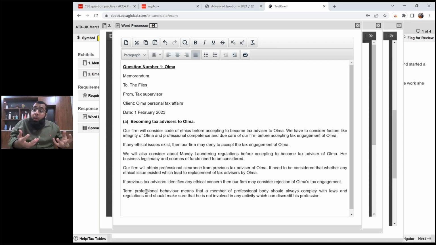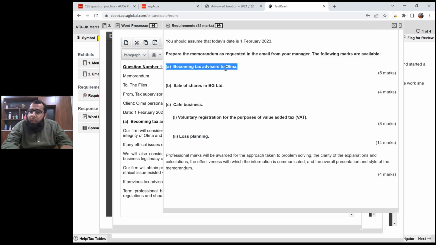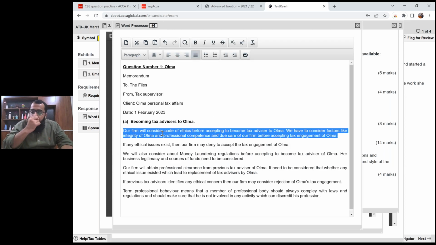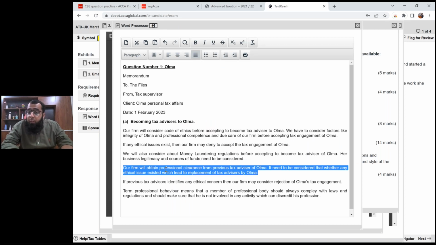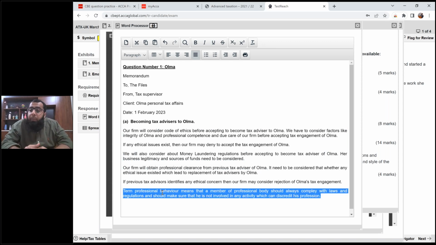Oh, I'm going for the advanced tax paper, how will I draft the paper? Don't do anything like that. Relax. Start drafting the answer. It's always easy. See, these were some easy 5 marks. Becoming tax advisors to Alma. We said that we will think about the ethical code. We'll think about the money laundering regulations. We'll think about the professional clearance. Okay, and we explain what the professional behavior is.